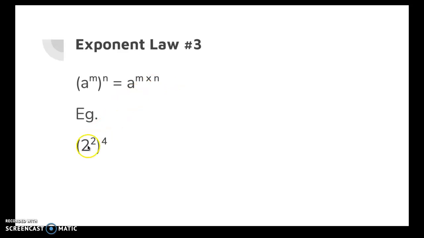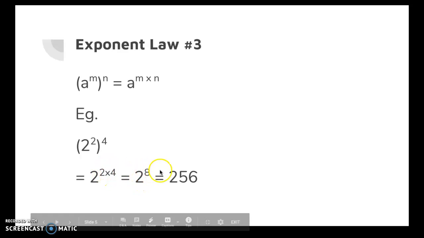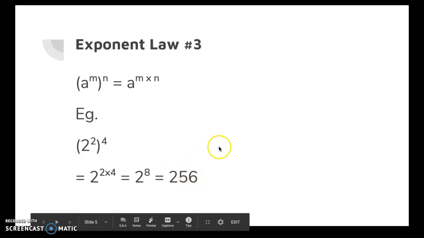So if we have 2 to the 2 to the 4th, well, we're going to keep that same base and we're going to multiply our exponents. So that's going to give us 2 to the 2 times 4. 2 times 4 is 8, so 2 to the 8th. And if you put that into your calculator, you should get 256. So please check.